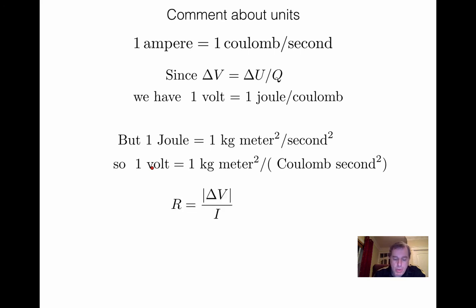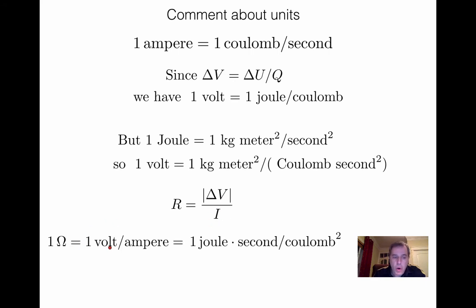What about resistance? From R equals delta V over I, you know that therefore 1 ohm must be equal to 1 volt per ampere. So 1 ohm is 1 volt per ampere. Now we just said that 1 volt is 1 joule per coulomb. So if I use this in here for 1 volt, then I get that 1 ohm is 1 joule second per coulomb squared.